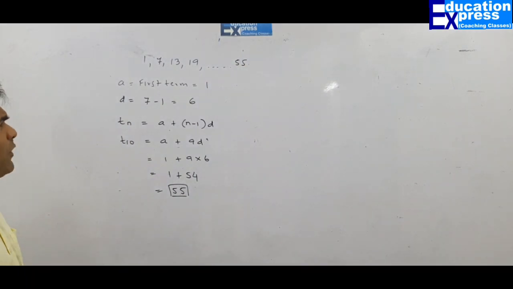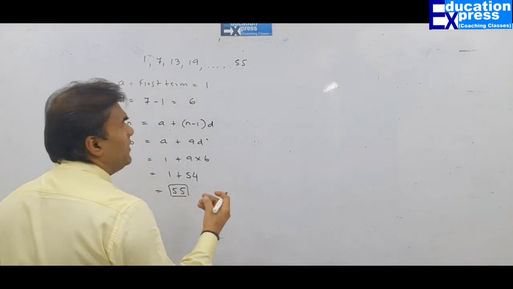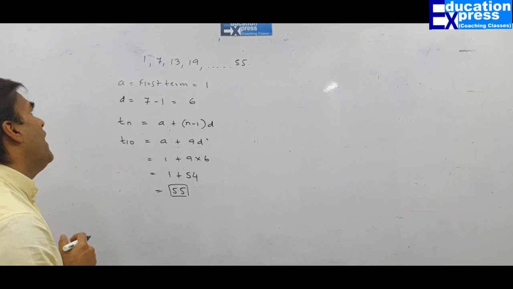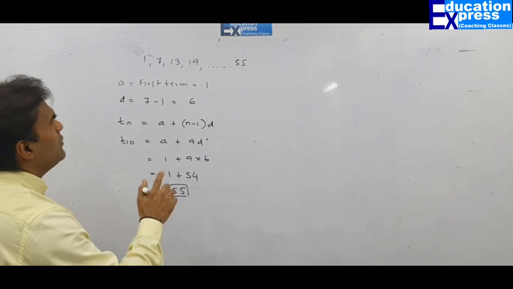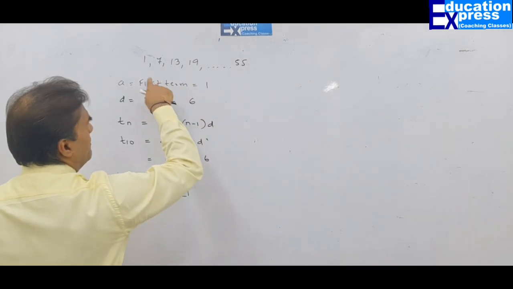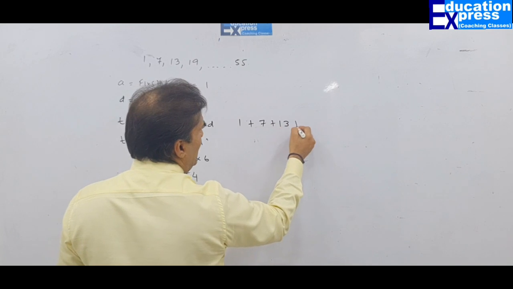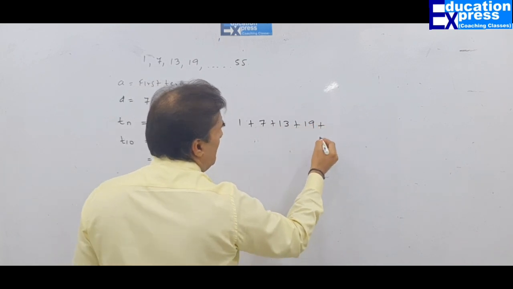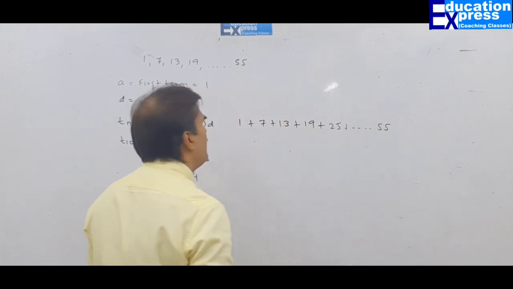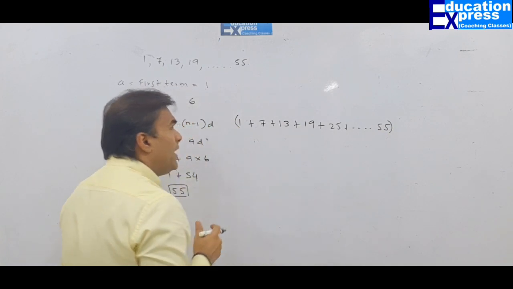All these things we have already done in the previous two exercises. Now this exercise will tell me something far more interesting than what we have done until now. Supposing I am interested in finding out the total of all these numbers, that is 1 plus 7 plus 13 plus 19 plus 25 and so on till 55. How do I go about it?